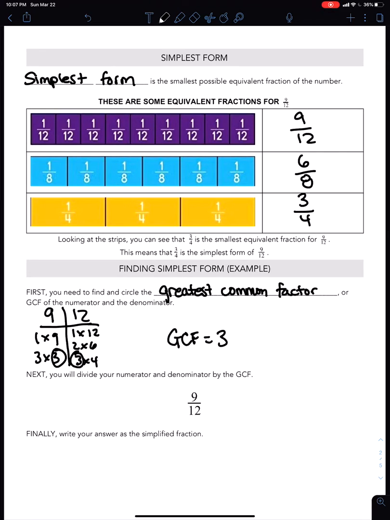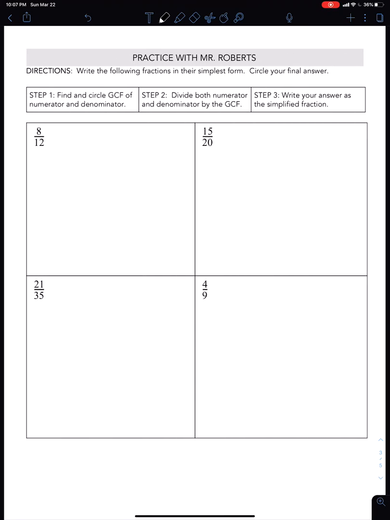So now what I'm going to do, I'm going to divide my numerator and my denominator by 3. So 9 divided by 3 and 12 divided by 3. And that will give me my simplest form, which is 3/4. All right, so now I want to go to some guided practice.